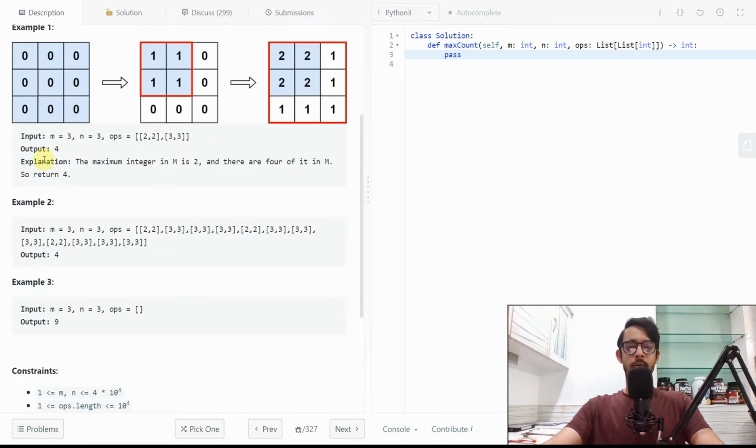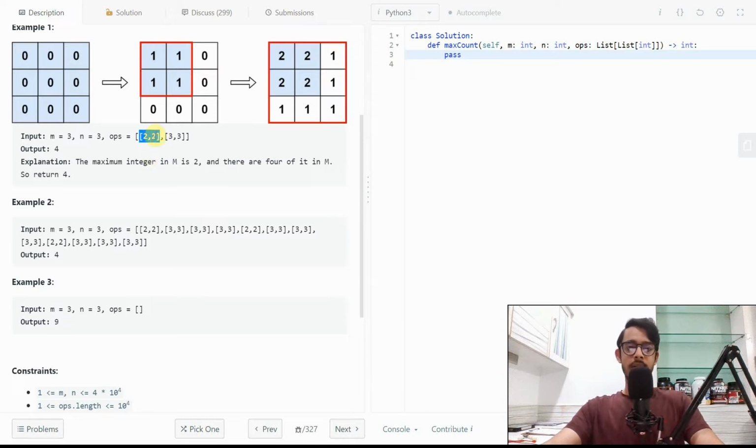You're given a matrix of size m cross n, initialized with all zeros. In this case, m and n were both 3, so it's a 3 by 3 matrix with all zeros. You're also given a list of operations. Now each of these operations specifies the endpoints. So 2, 2 is one particular endpoint. The starting point of any operation is going to be 0, 0 always.